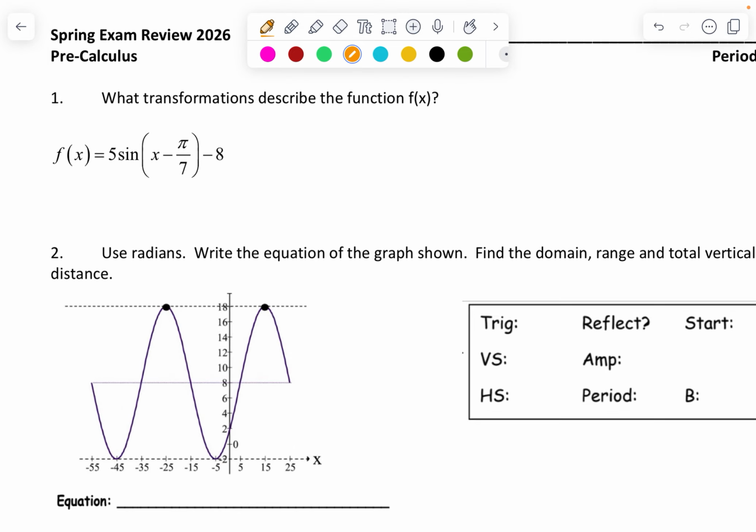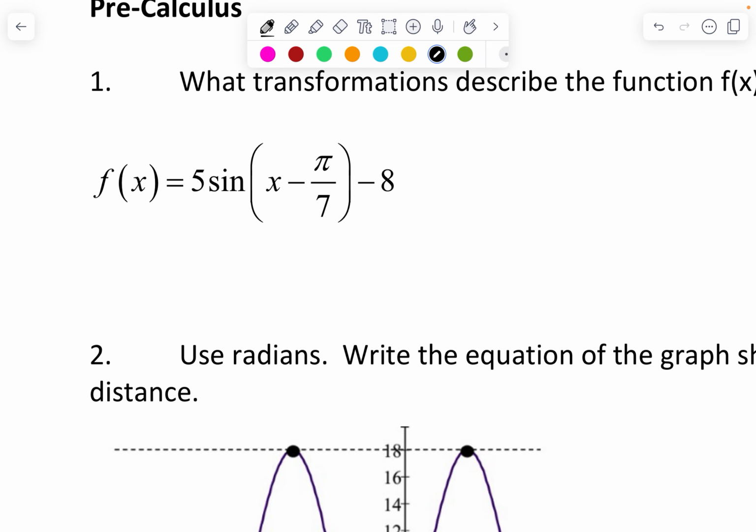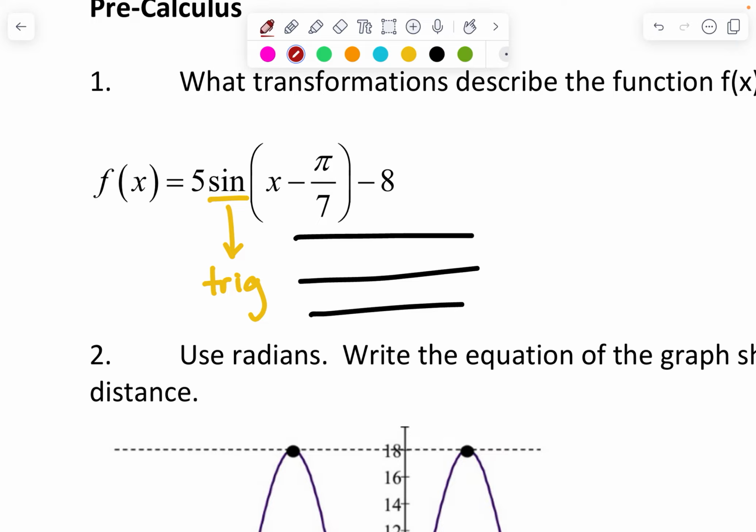One thing I like to do when I am given an equation like this is go ahead and label as much as I can. So sine is my actual trig function. Remember that tells you that if you are graphing this, you're going to be starting in the center.